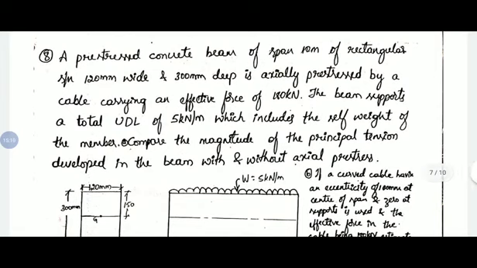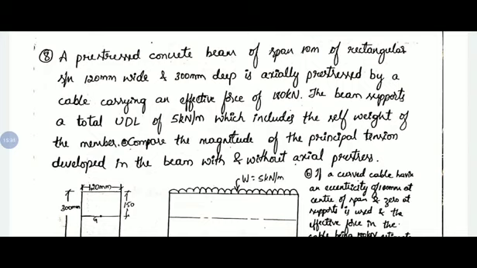Next problem: a pre-stressed concrete beam of span 10 meter, a rectangular section 120 mm wide and 300 mm deep, is axially pre-stressed by a cable carrying an effective force of 180 kN. The beam supports a total UDL of 5 kN per meter, which includes the self-weight of the member. Compare the magnitude of the principal tension developed in the beam with and without axial pre-stress.